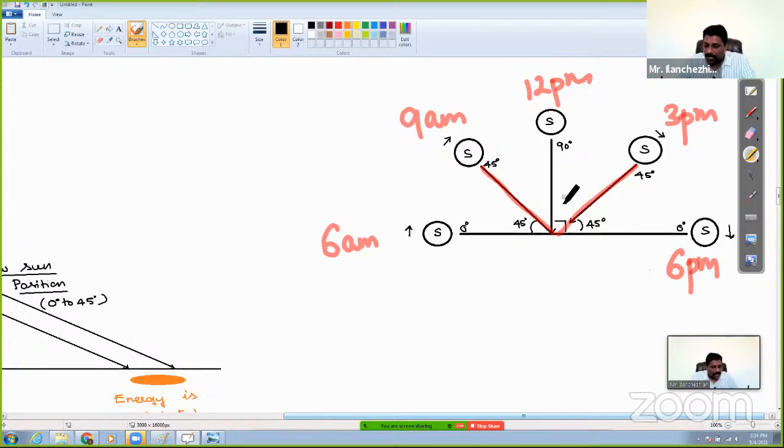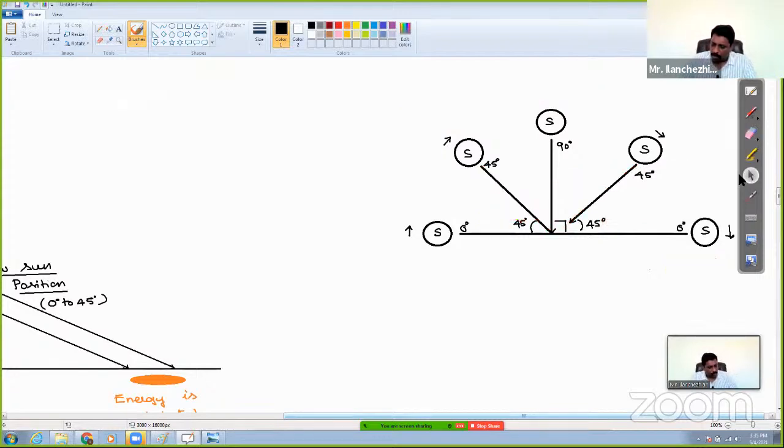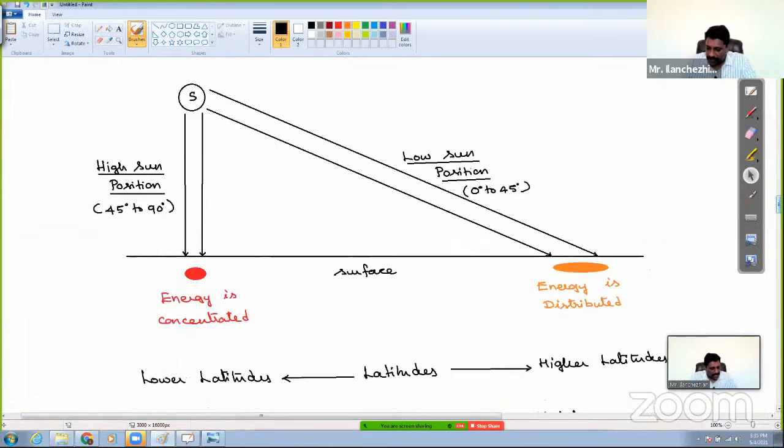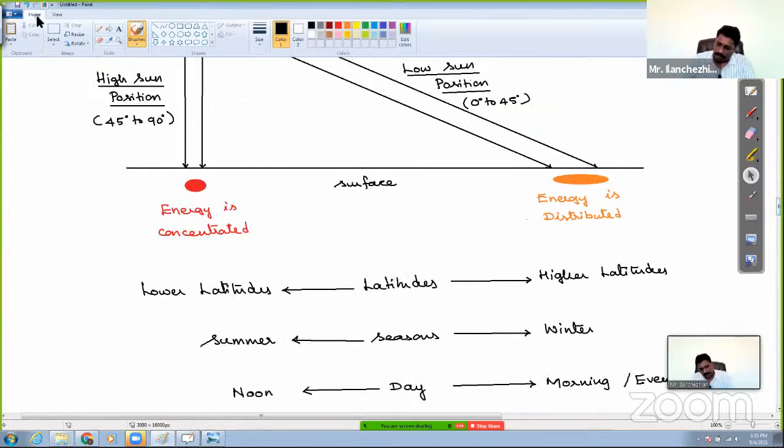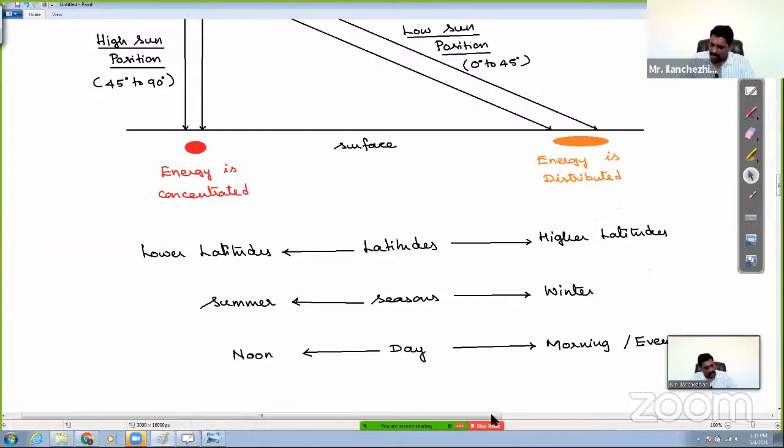My dear friends, why is 9 a.m. to 3 p.m. hot? Because of high sun position. Why is it not so hot in the morning and evening? Because of low sun position. This is another reason, my friend, very important. So you can apply this logic not only between seasons and latitudes, but also within the same day. Why is noon so hot? Because of high sun position. Why are morning and evening not so hot? Because of low sun position. This understanding is ultimate and very, very important. The angle of sun's rays, very important, my friend.